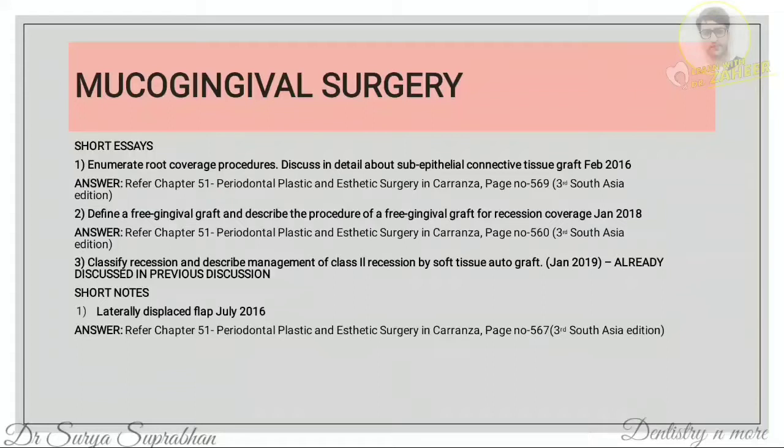Then laterally displaced flap. So laterally displaced flap, first thing is you have to write what is laterally displaced flap. Then you have to write about the indication, contraindication, and the procedure steps. And you can also mention about the variant techniques of laterally displaced flap. And then diagram is necessary for this question.